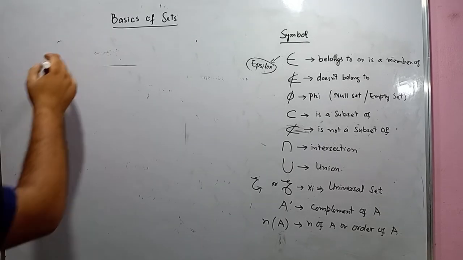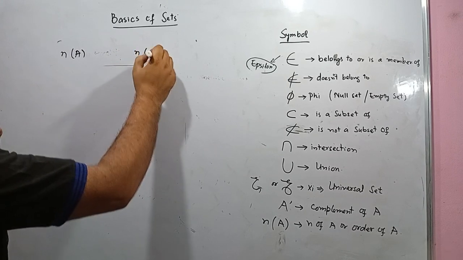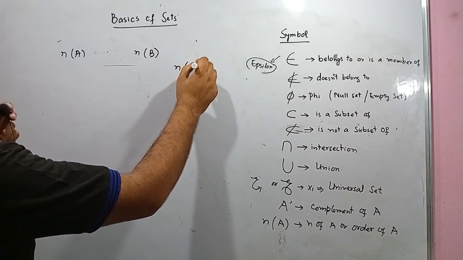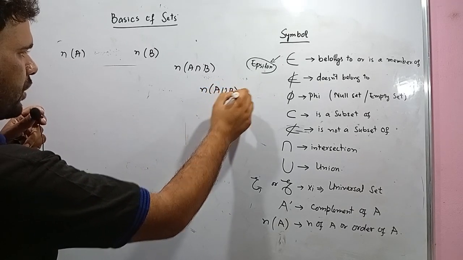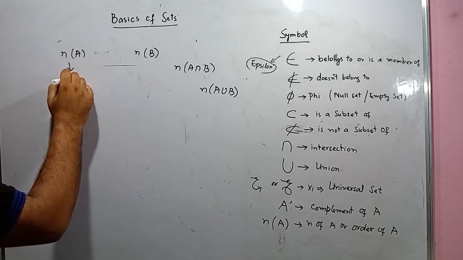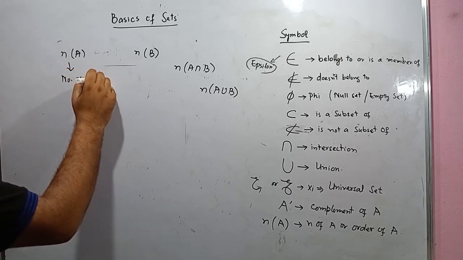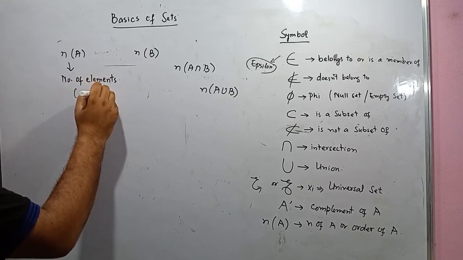Next we will see n of A. Sometimes n of A, sometimes n of B, sometimes n of A intersection B, sometimes n of A union B. What is this n? N of A means the number of elements, or number of members, in this set. That means we have to do counting.